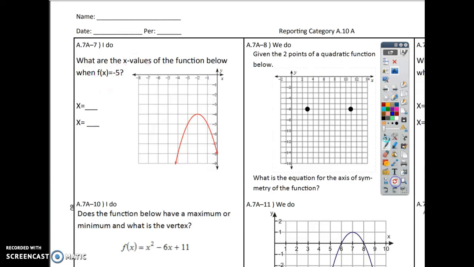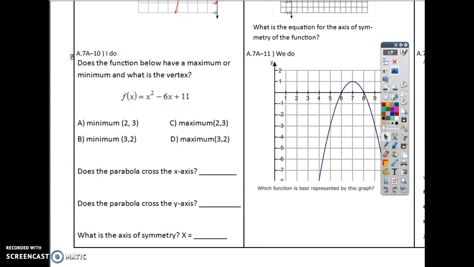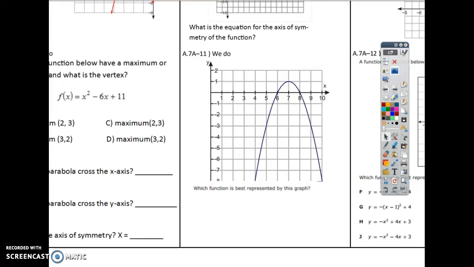Problem number 11. It says, which function is best represented by this graph? And they took off the answer choices, so they're making it a little bit harder for us. They want to know the equation. What is the equation for this graph? The only way for us to get the equation of this graph right now is by picking some pretty points.